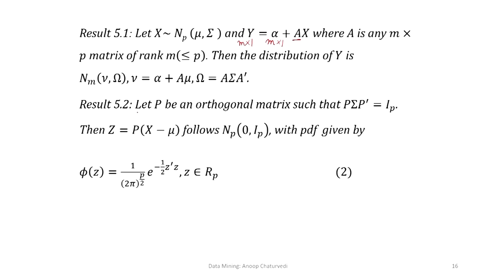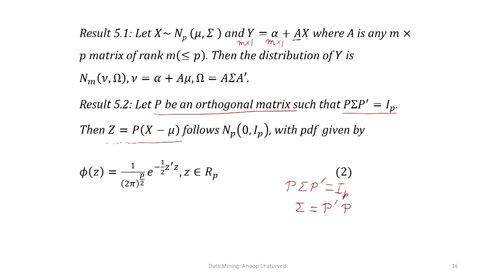Now, suppose P is an orthogonal matrix such that P sigma P transpose is the identity matrix. So, P sigma P transpose is I_p, or sigma is equal to P transpose P, and then we define Z equal to P(x minus mu). Then the distribution of Z is p-variate normal with mean vector 0 and variance covariance matrix I_p.